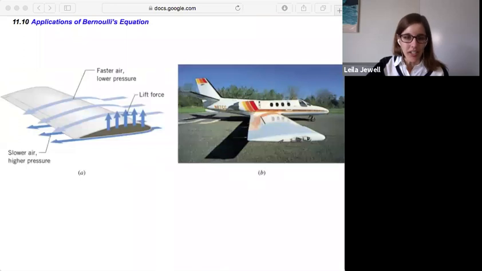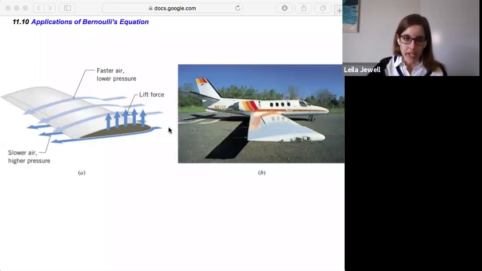All right, I wanted to highlight a couple of examples of Bernoulli's equation because it is all around us. So one is a glider. The lift force comes from Bernoulli's equation. And that's because with gliders, the wing is a little different than you might think. The bottom of it is smooth, and then the top bows upward.